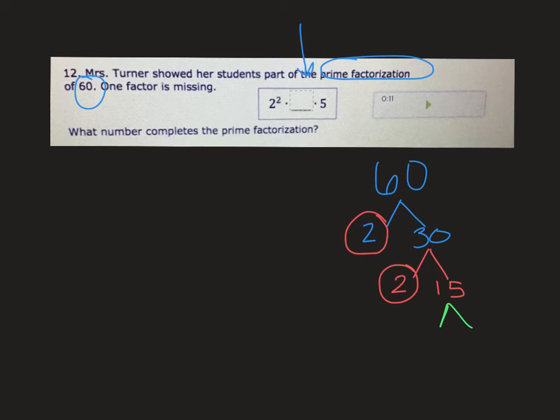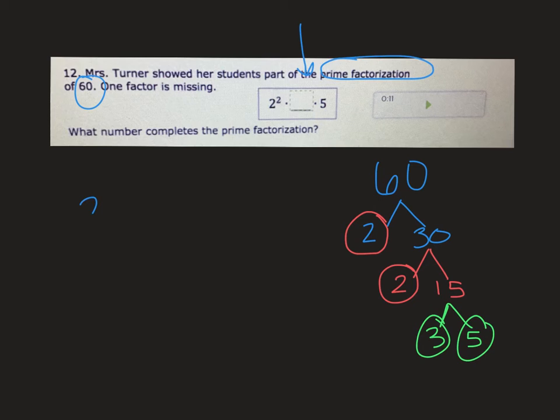All right, to get 15, I can do 3 times 5. And 3 is prime because I can only do 1 times 3 to get me 3. 5 is prime because I can only do 1 times 5 to get me 5. So I'm done.